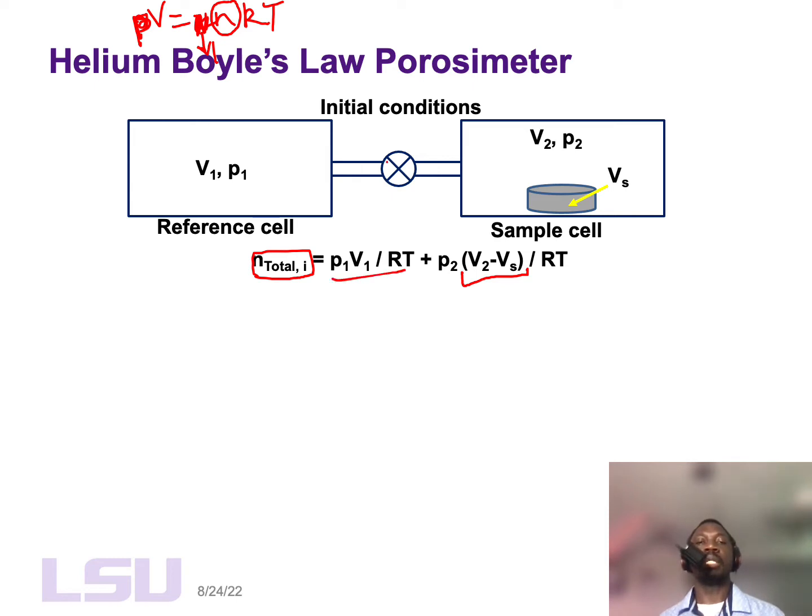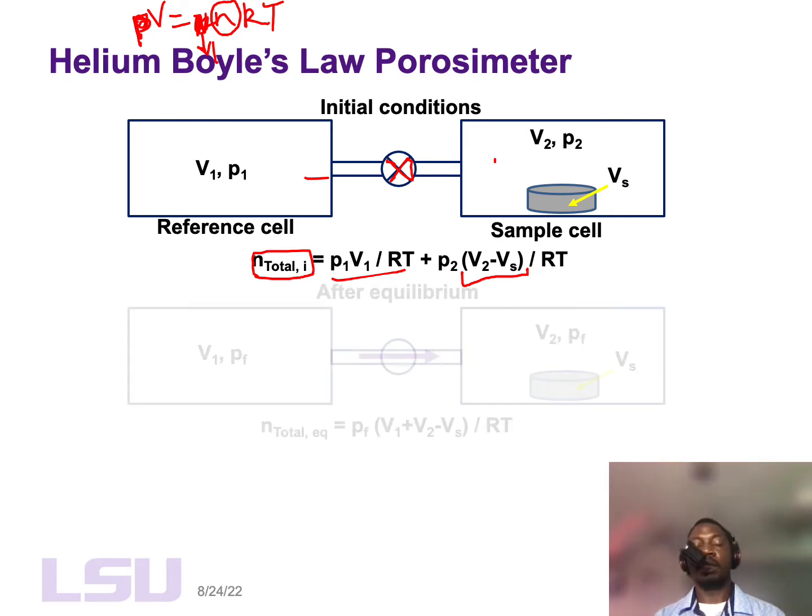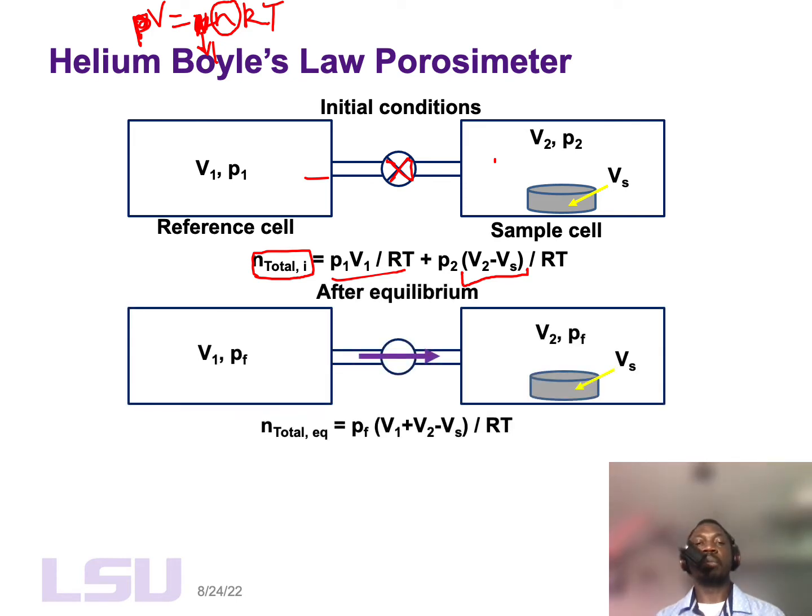Then what we do next is to open up this valve and connect V1 to V2, and then wait until the system reaches equilibrium. So why do we need to wait for the system to reach equilibrium? All of the assumptions we're making here are at equilibrium conditions. So we assume that the pressure in this sample space is going to be the same as the pressure in the pore space within the sample.